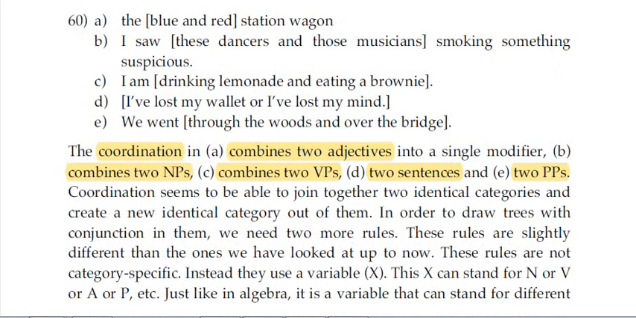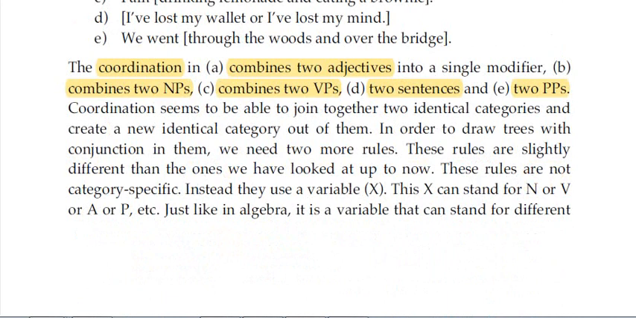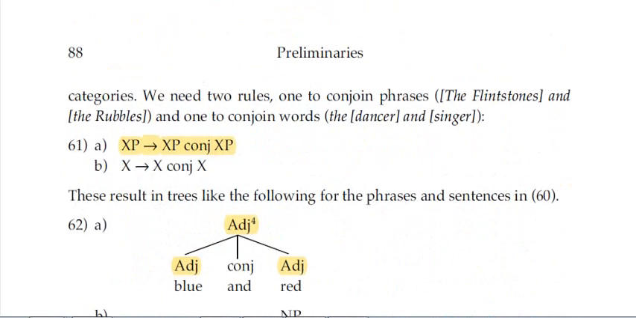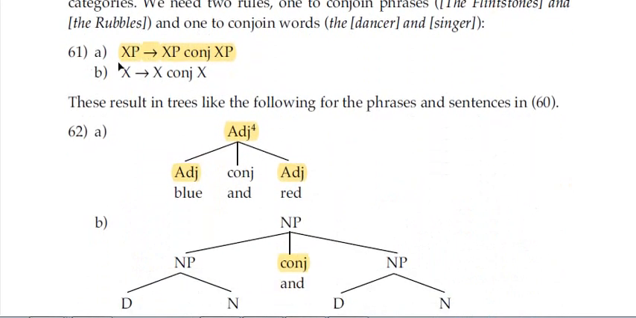Okay, what about conjunction? So conjunction can combine two adjectives as modifiers, or combine two noun phrase, or two verb phrase, or two sentences, or two prepositional phrase. So let's have a look at the example. So XP consists of XP conjunction XP. X consists of X conjunction X. So adjective consists of adjective conjunction adjective.